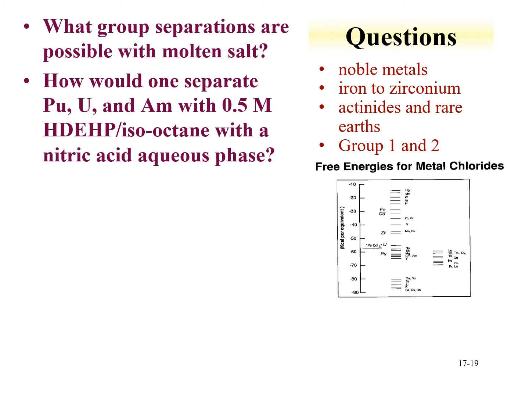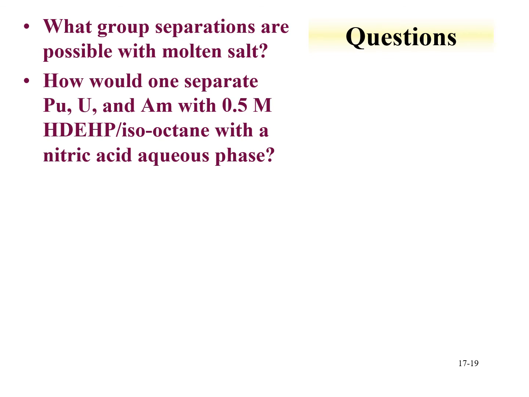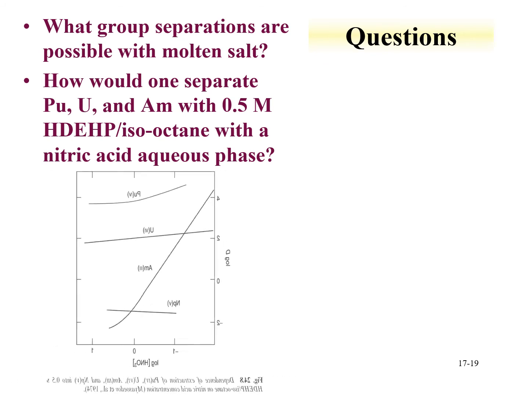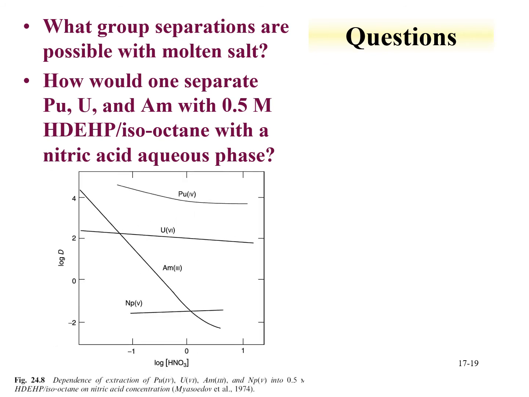And how would one separate uranium, plutonium, and americium with an organic phase that's 0.5 molar HDEHP in isooctane with a nitric acid aqueous phase? Well, one could look at some data, as shown here, where we have the distribution coefficient plotted against the log of the nitric acid concentration. And here are some oxidation states which are common. So we have the trivalent americium, the hexavalent uranium, and the tetravalent plutonium.